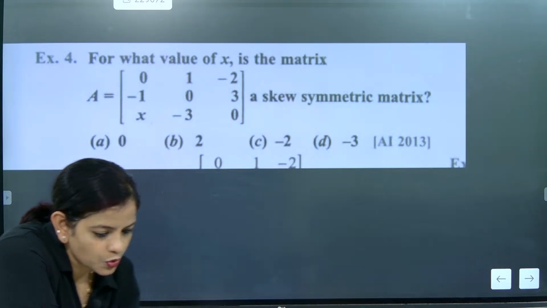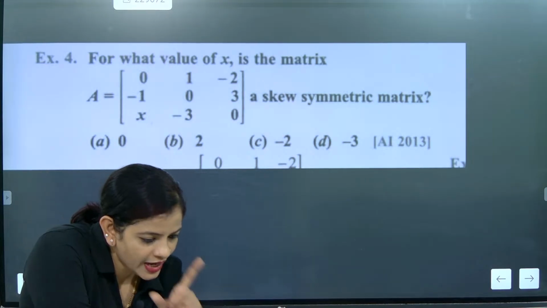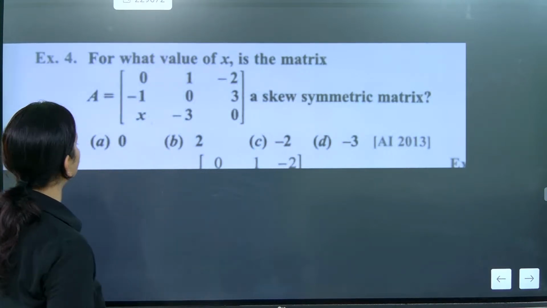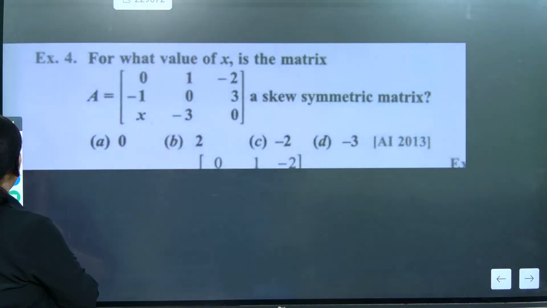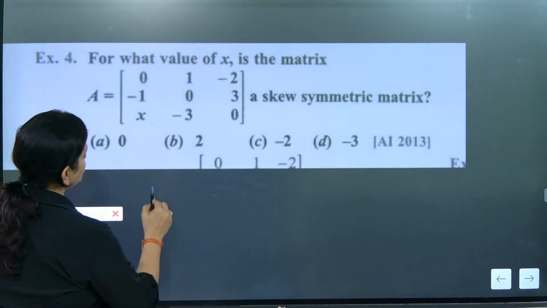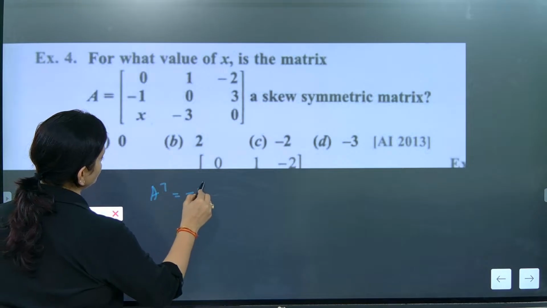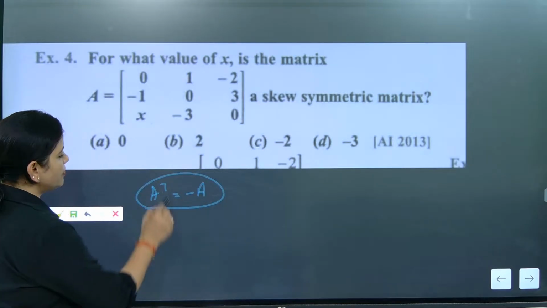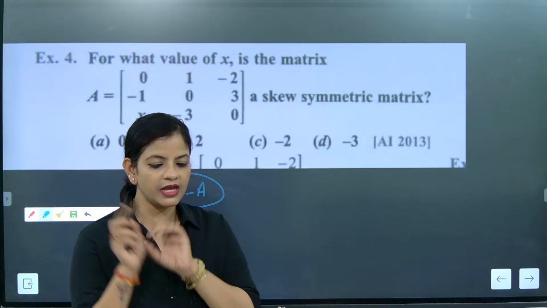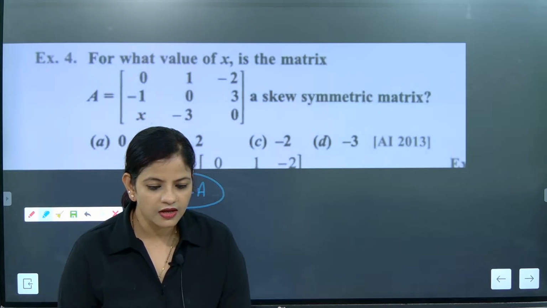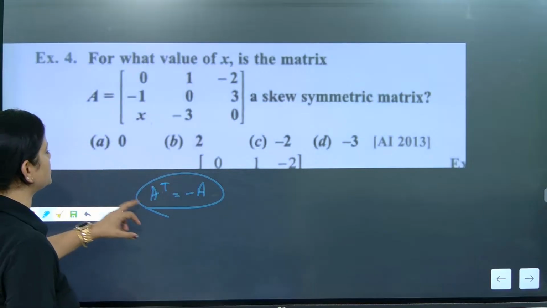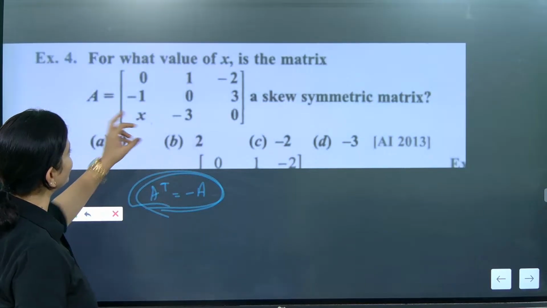So A transpose, I hope all the children are there in the group. When we do the transpose of A, it is a skew symmetric matrix. We know the story of skew symmetric matrix: the transpose is equal to minus A. Since the transpose is coming as minus A, we will write it directly.